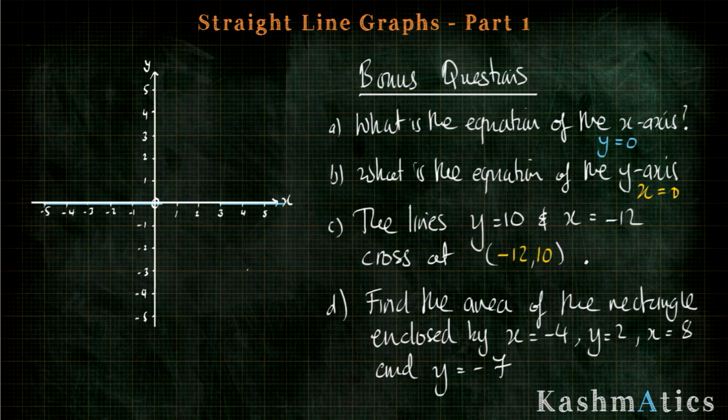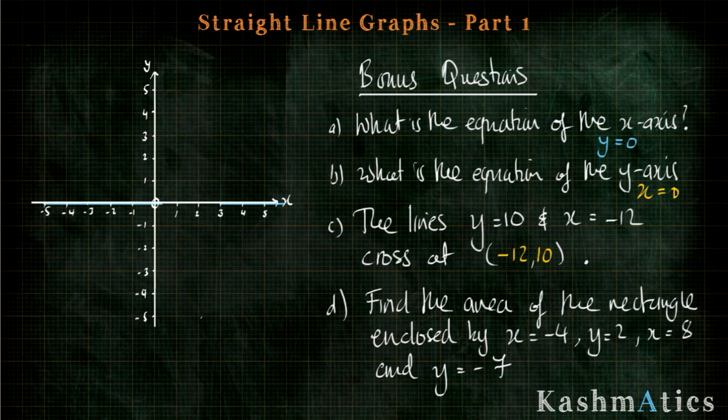And just to do a quick sketch, I'll do a quick sketch over here. Okay, so y equals 10, that would be a line crossing at 10 there. So that's y equals 10. And x equals -12 will be down here somewhere. And that'll cross at -12. So if you think about it, if that's the origin, -12, 10. So that point there is -12, 10.